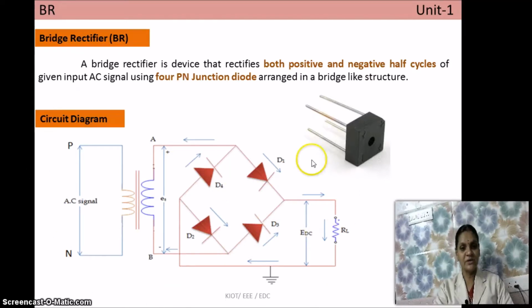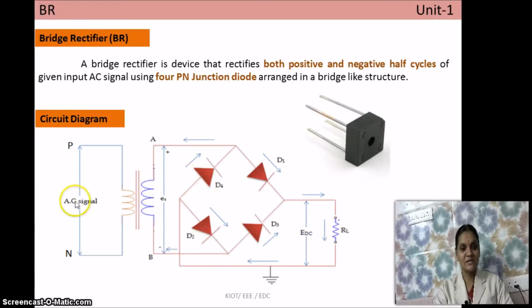See the circuit diagram here. This circuit diagram comprises an input AC signal, one transformer and 4 diodes connected in the form of a bridge structure. The diodes are D1, D2, D3 and D4, and the load resistance RL. So this circuit is connected as per the structure given.